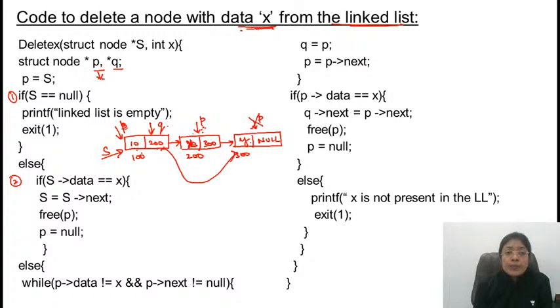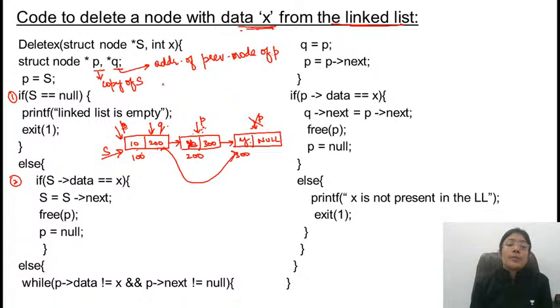In this case, p is a copy of s and q is holding the address of the previous node of p, or you can say that this is maintaining the copy of p. So p is initialized with s and q is initialized to null. First case, when the linked list is empty, s is equal to null. This means that the linked list is empty. It will print that the linked list is empty and exit from the function.